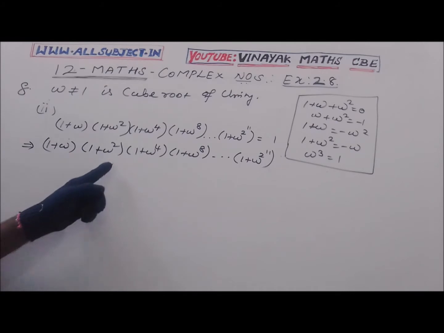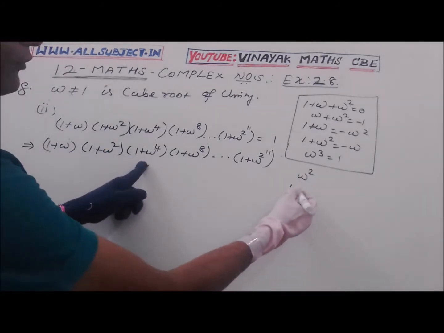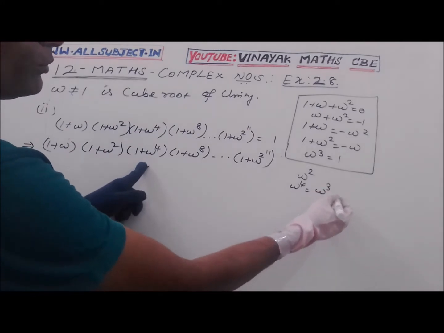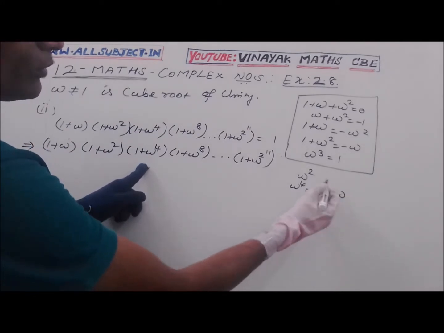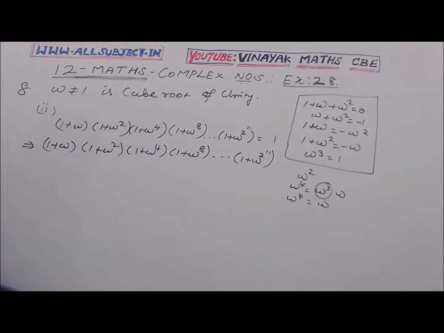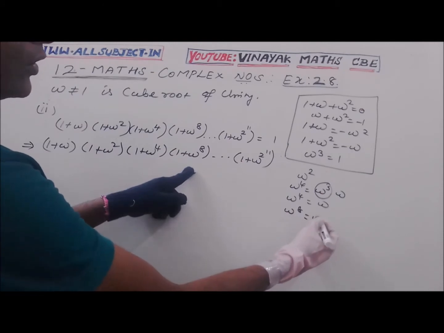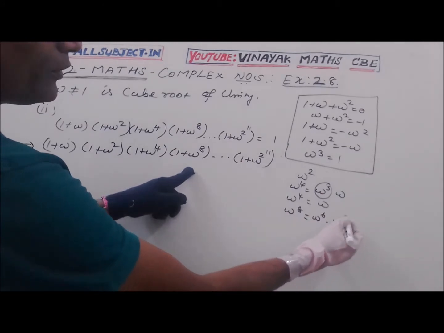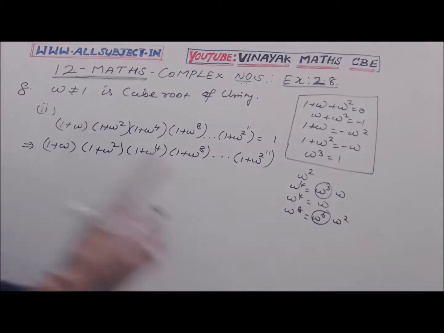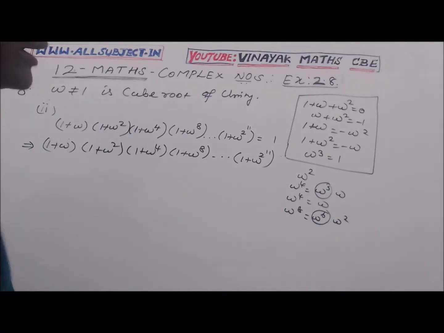Now look at the powers. Omega square is omega square only. Then omega power 4 is equal to omega cube into omega. Because omega cube is 1, we can change it as omega. So omega power 4 will be equal to omega. Then omega power 8 is equal to omega power 6 into omega power 2. Omega power 6 means omega cube into omega cube, that becomes 1. So omega power 8 equal to omega square.